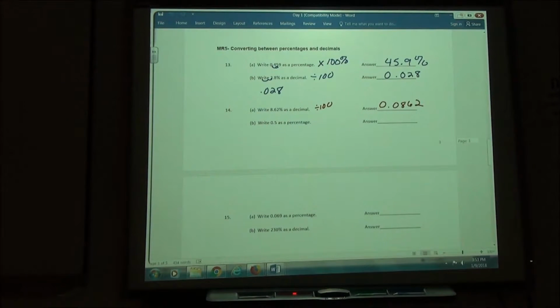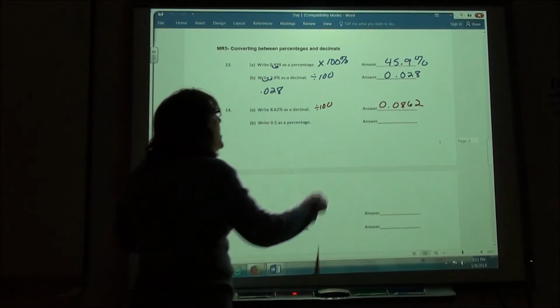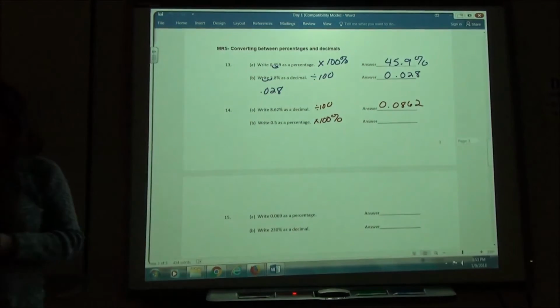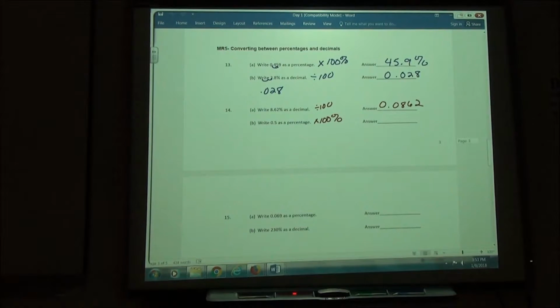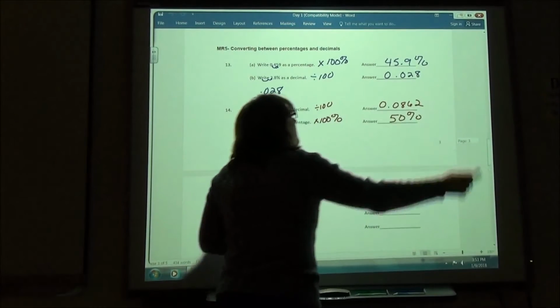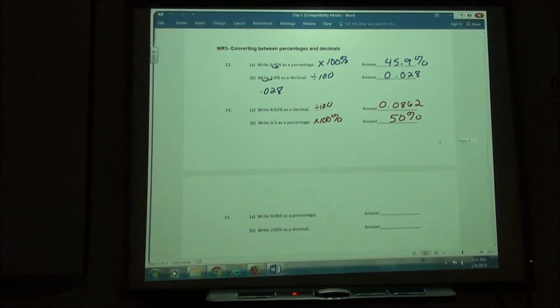And if I have 0.5 and I want to change it to a percent, I'm going to multiply by 100. 0.5 is what percent? 50%, right? I move it 2 places to the right. Most of you probably already knew 0.5 was 50% anyway. All right, go ahead and try number 15 there.